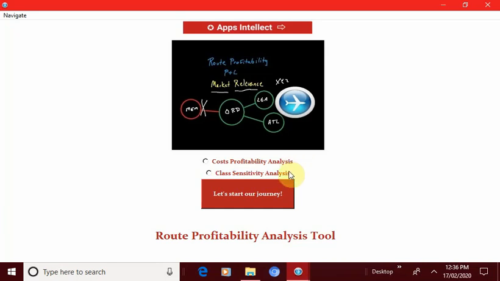The difference between the two applications is the key metric of the load factor. In this application, cost profitability analysis, average load factor will be calculated, whereas in class sensitivity analysis application, class-wise load factor will be calculated. That is business class, premium class, economy class load factors. So I'll walk through the first application, cost profitability analysis.